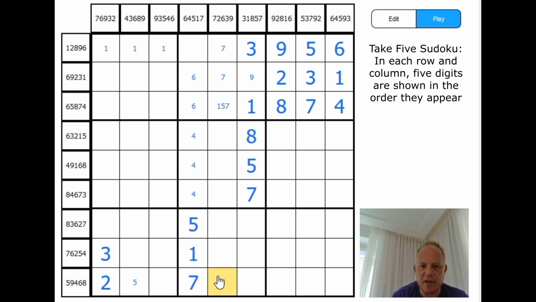That's not a 5 anymore. We can't have 5 in this box. This must be where the 5 begins in row 9. Excellent. Well, that's something at least.